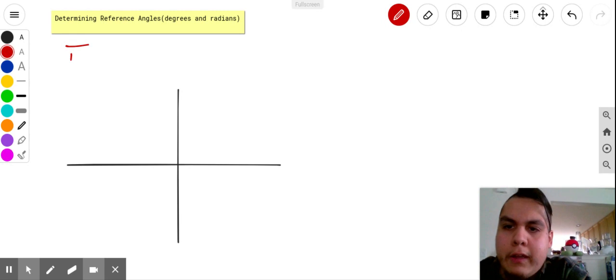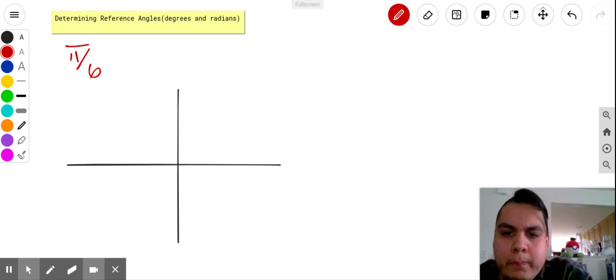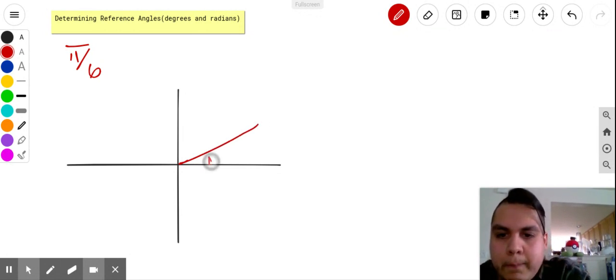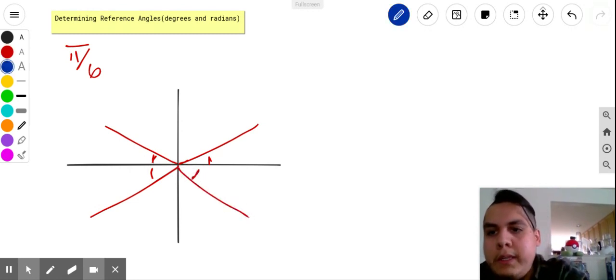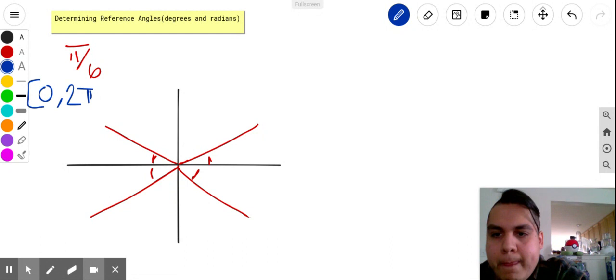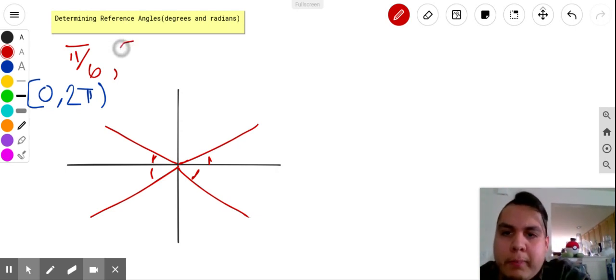I was trying to make sure that it was in freehand mode so I could draw and not just have lines. Well, pi over 6 is this much off. So if I mirror it, it should be this much off. If I mirror it, it should be this much off. If I mirror it, it should be this much off. Right? So between 0 and 2 pi, angles that would have a reference angle of pi over 6 would be 5 pi over 6.